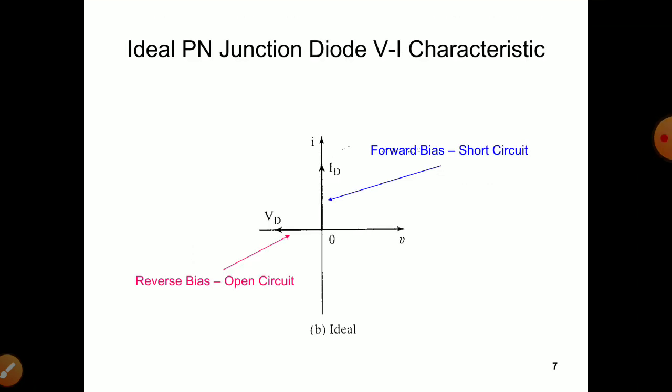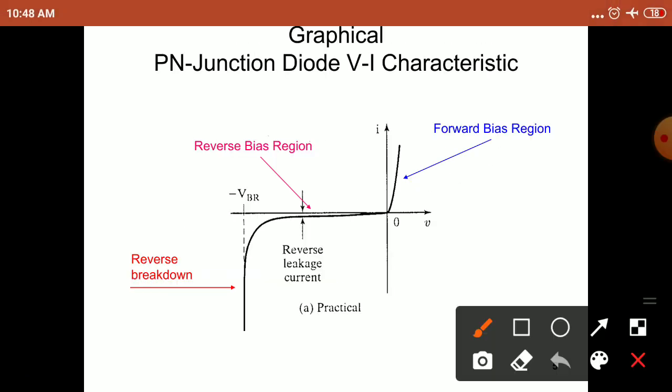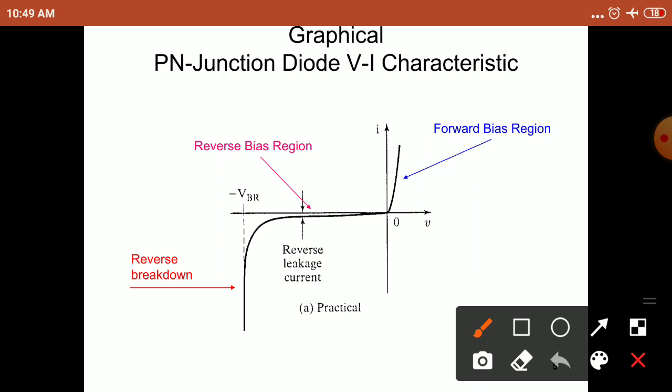Next, what we discussed in the previous two slides, this one is a practical diode. This is its characteristics. In a practical diode, at the initial point there is no current flowing, and at some point current starts flowing. This is a practical one.